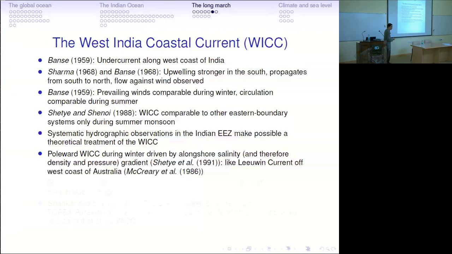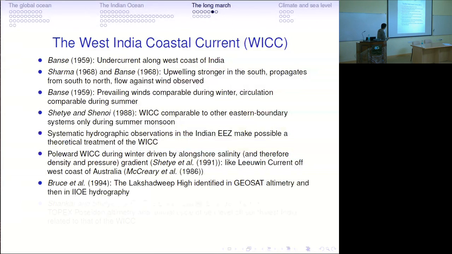And that means you will have higher sea level in the south and lower sea level in the north. This condition is somewhat similar to what happens in the Leeuwin current on the west coast of Australia. So Shankar realized that this poleward West India coastal current flows against the equatorward wind because you have an alongshore salinity gradient and therefore an alongshore pressure gradient.